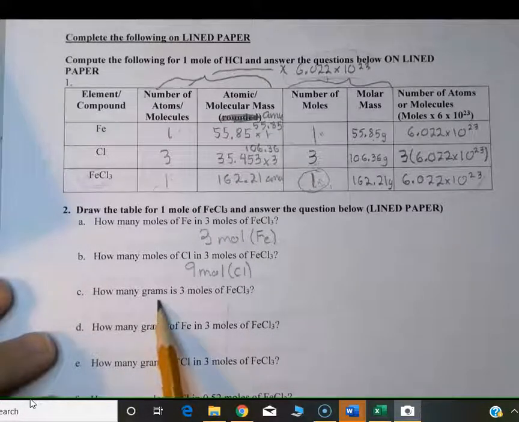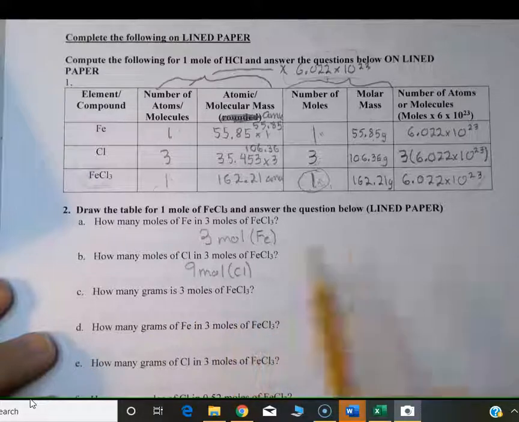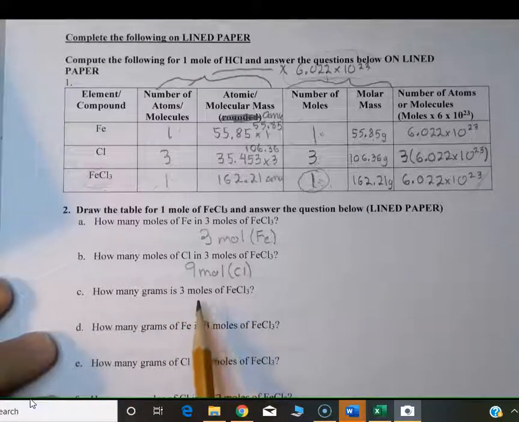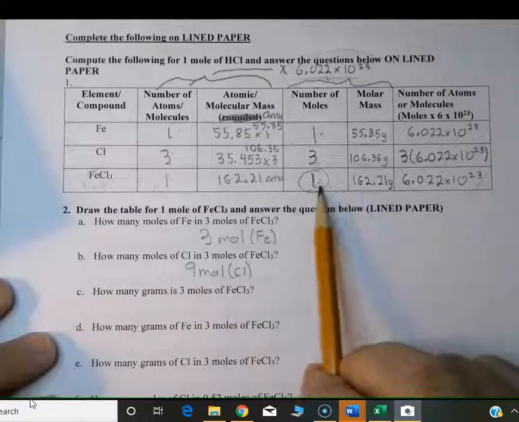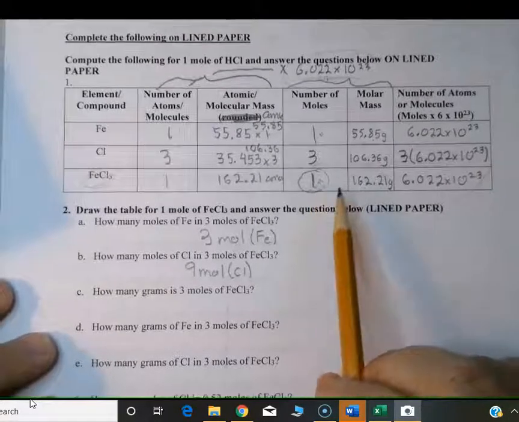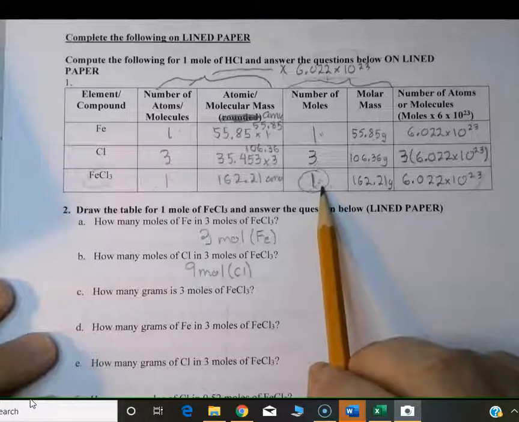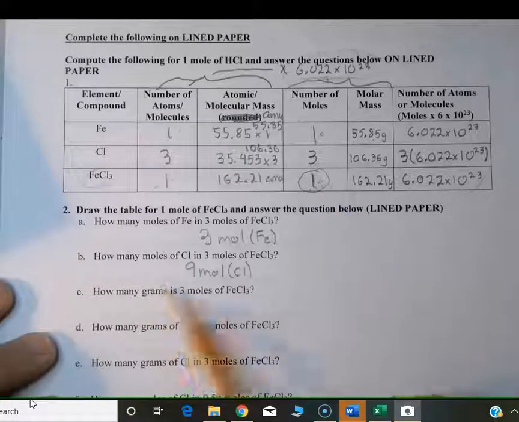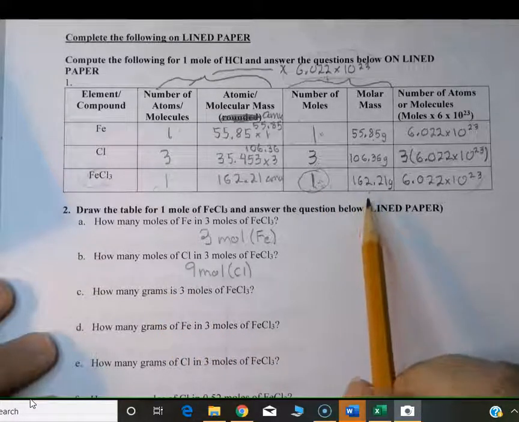Okay, now how many grams is 3 moles of FeCl3? Well, it's just asking me what is the mass of the compound. So if I want 3 moles, I have to say this times 3 is going to give me 3 moles of FeCl3. So the mass in grams is 3 times this number.